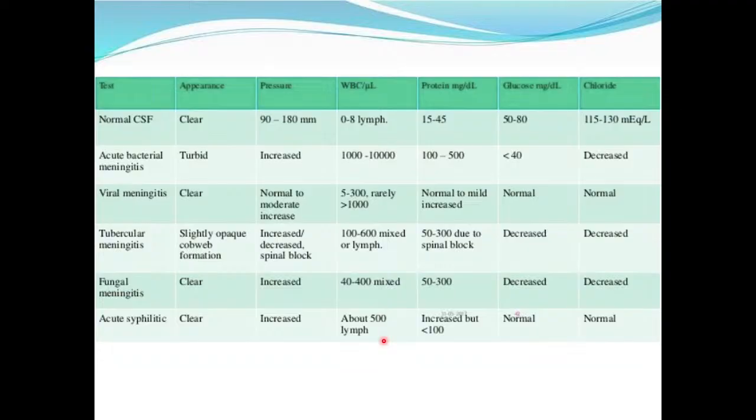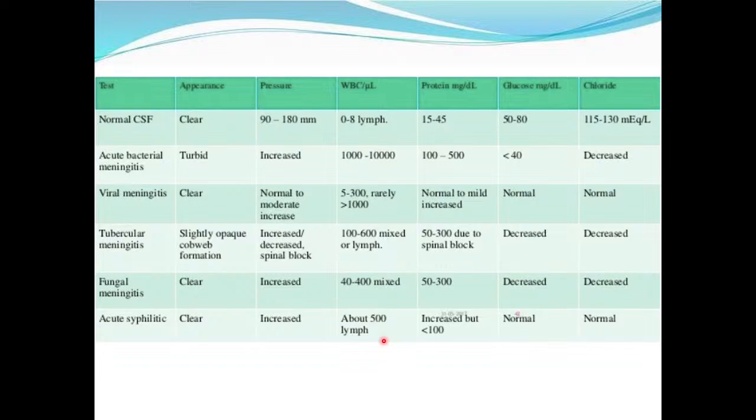So then the sugar must be less than 2/3, and chlorides are also decreased. In viral meningitis, the appearance is clear, pressure may be normal, there is a slight increase in WBC, but protein is normal. They do not eat glucose, so glucose is also normal, and chlorides are also normal.